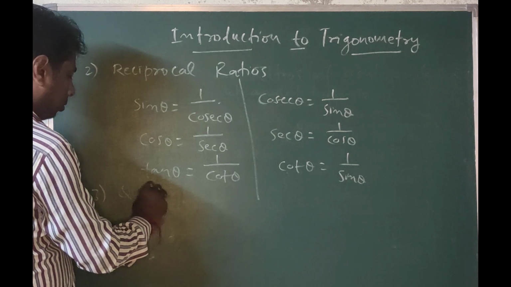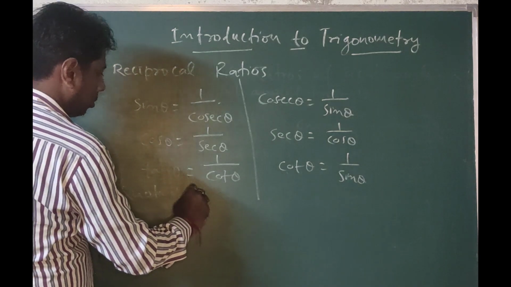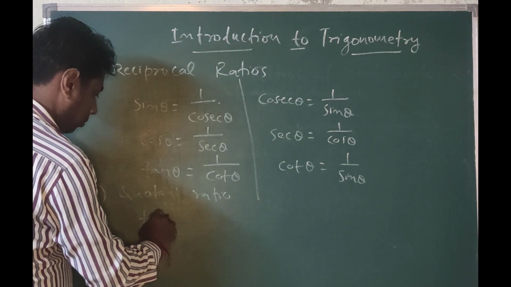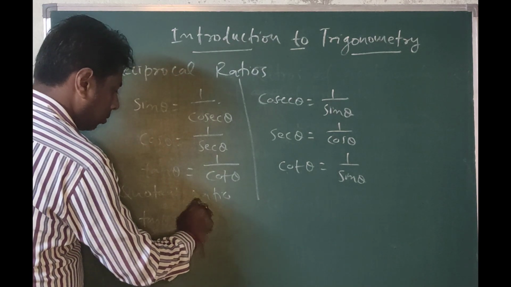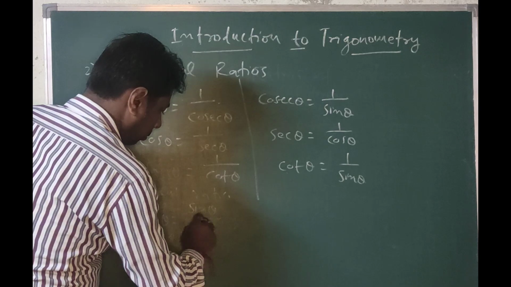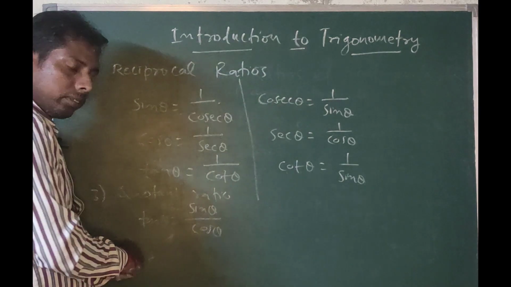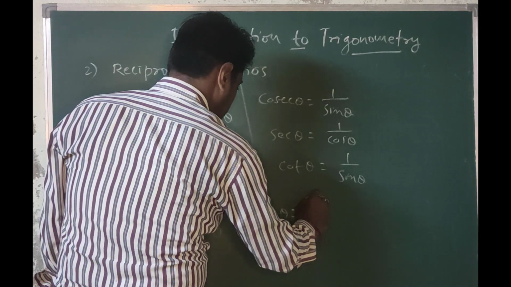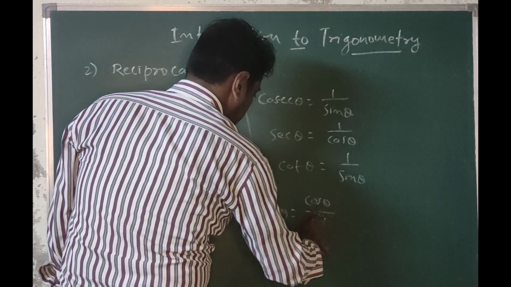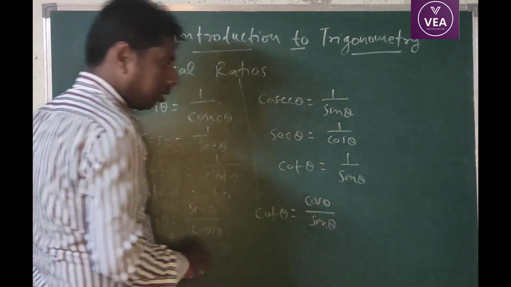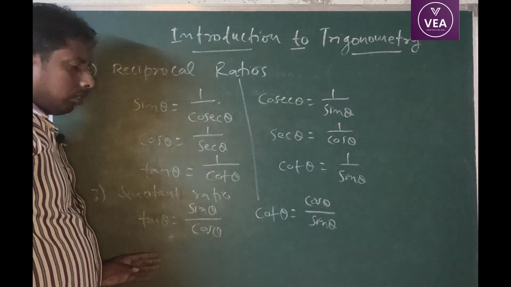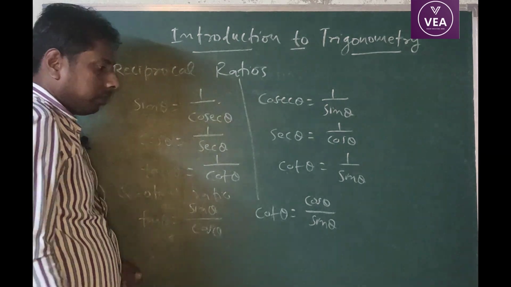Now we come to the quotient ratios. Tan theta equals sin theta by cos theta. Then cot theta equals cos theta by sin theta. These are the formulas we will use to solve the questions.